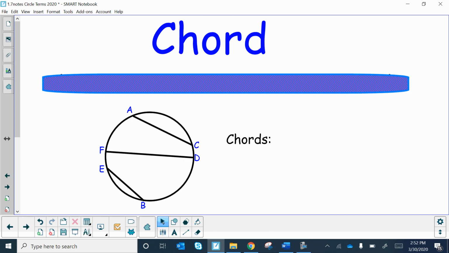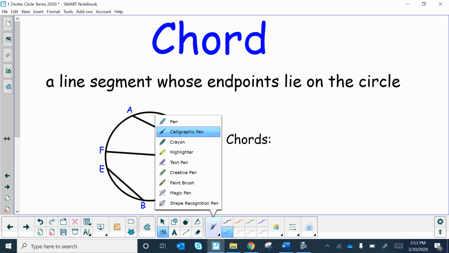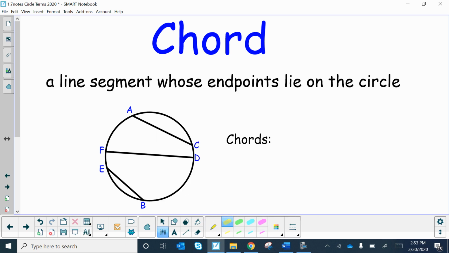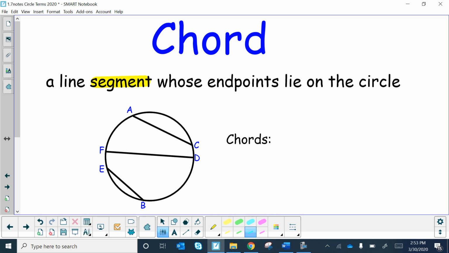The next one is called a chord. A chord is a line segment. So I'm going to highlight that word segment because a while back you learned how to name a segment. It has a certain symbol that you need to use. And this is when you have a segment and its endpoints lie on the circle. So we've got three examples of three different chords. Here's chord EB, here's chord DF, and here's chord AC.